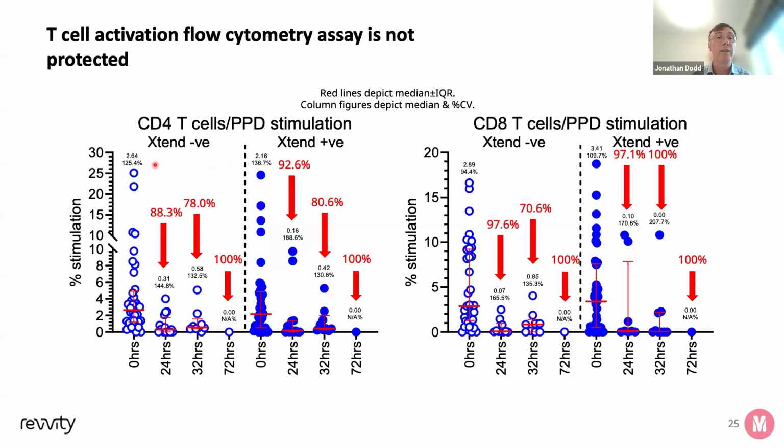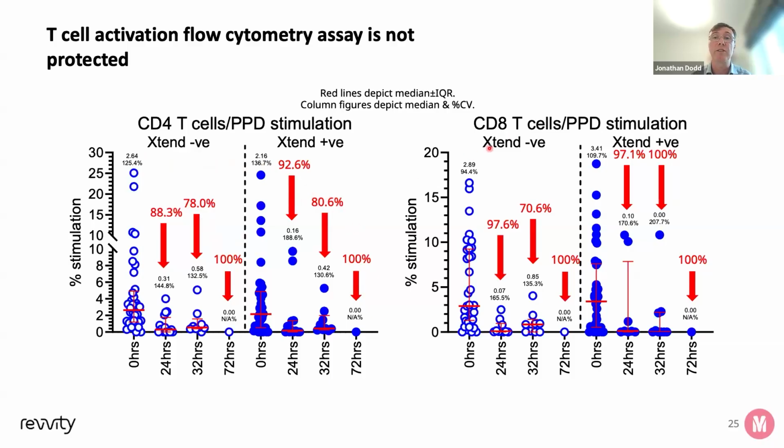And as you can see, in contrast to the FluoroSpot platform, when we measured responses on the flow cytometer, we got near ablation of the response observed in the fresh cells by 24 hours, and this was not rescued at any other time point. In the presence of T-cell extend, we saw no protection whatsoever. We could not rescue the percentage stimulation in any of the time point samples measured used in this study.